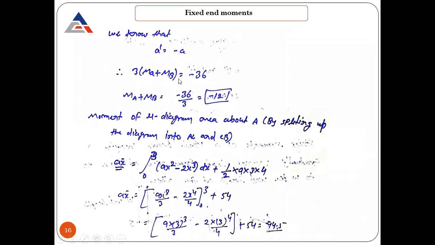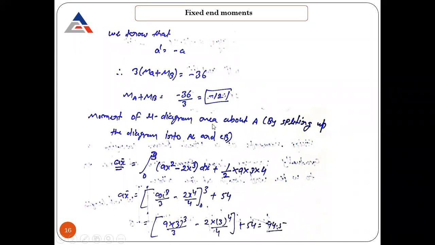So 3 into MA plus MB equal to minus 30. MA plus MB is equal to minus 30 by 3. So that is coming out to be minus 12. MA plus MB is equal to minus 12. Then we have to take the moments of those areas. What I need to do again is simplify them and get the area.